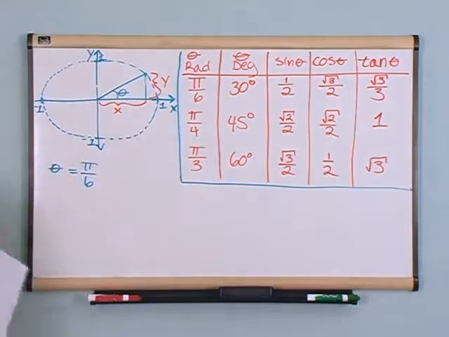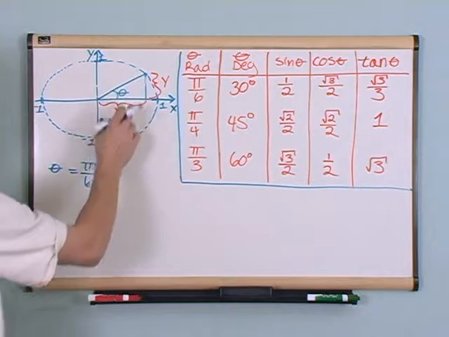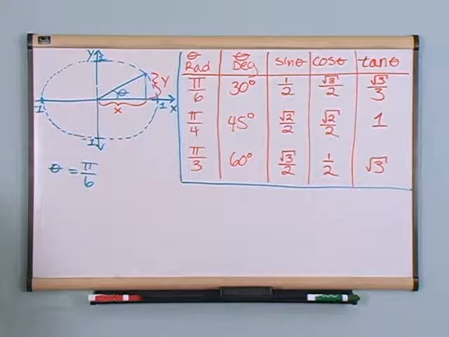So as you move around the unit circle, when you take sines and cosines, all you're doing is finding the length along the x-axis and the length along the y-axis. And it's as simple as that.